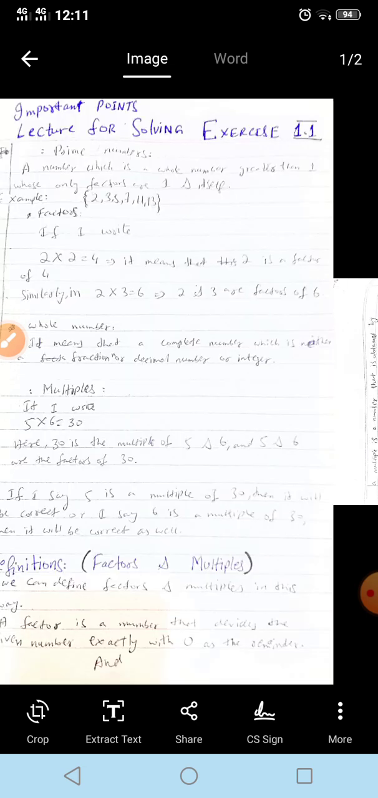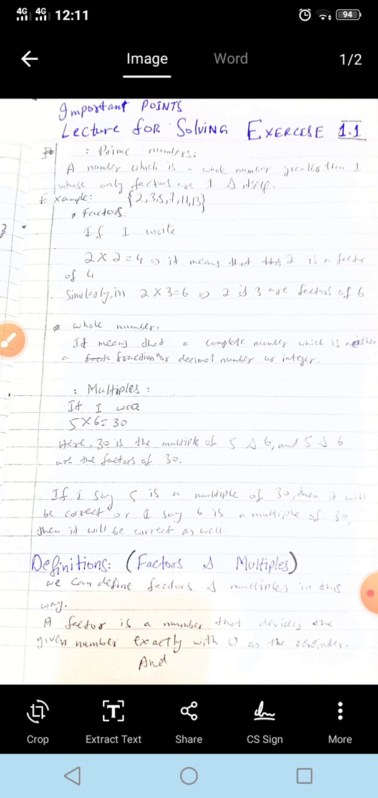You are supposed to get the main points. Okay, what is a whole number? It means a complete number which is neither a fraction nor a decimal number or integer. I have taught you before.